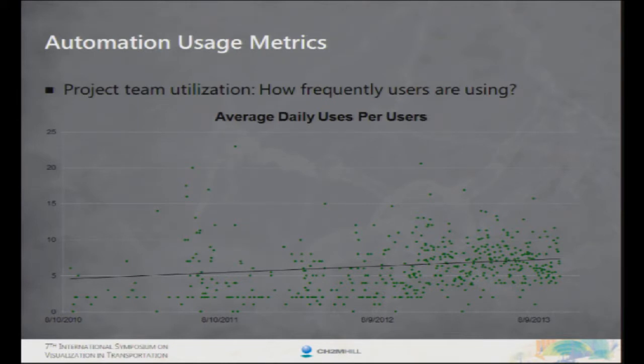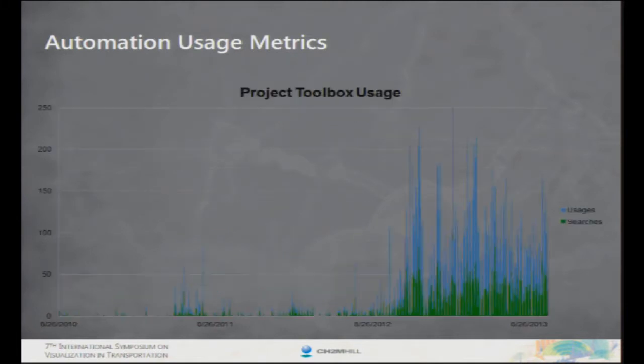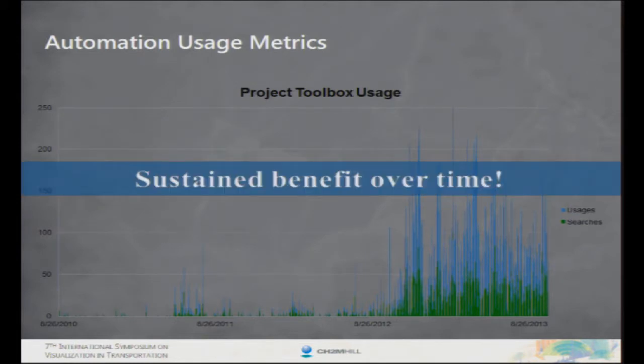Project team utilization, how frequently users are using. So this chart shows the average daily use per user. And you can see here that it has been increasing ever since its start. And this really, I think, paints a thorough picture of its usage. Those are actually from 0 to 250. That's actually just how many times something is being searched or used every day. The green on the bottom represents how many times somebody had looked for an application, and the blue with how many times an application was actually used. And this paints a really thorough picture that there's a sustained benefit over time.